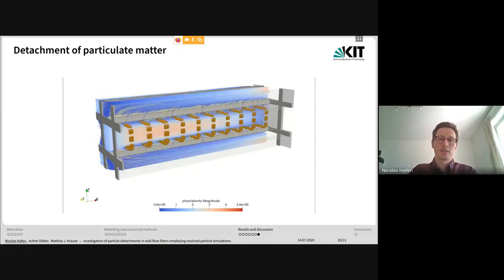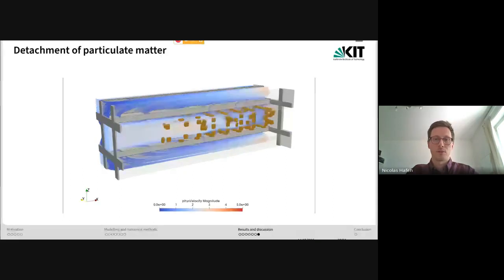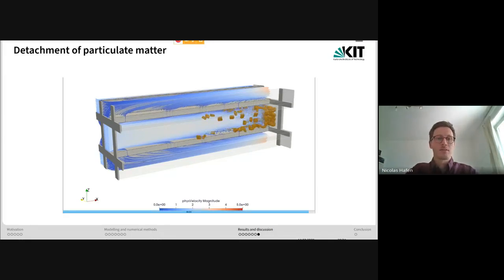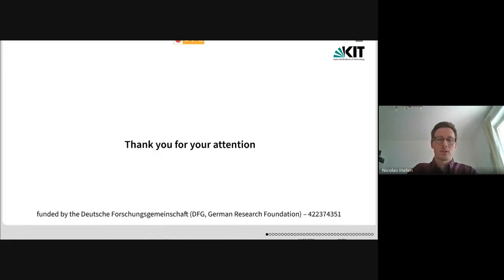However, it needs to be noted that there is no collision model included so far. So of course, we're not having any realistic plug formation in the end. However, the detachment can actually be shown. So, I think that already concludes my talk, to be honest.